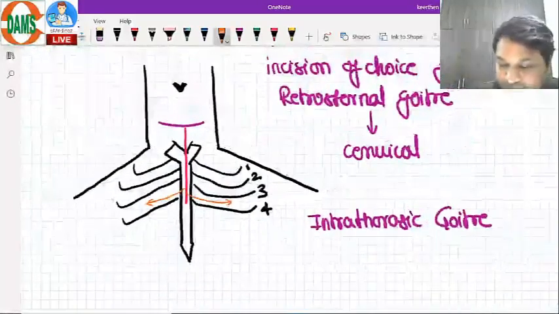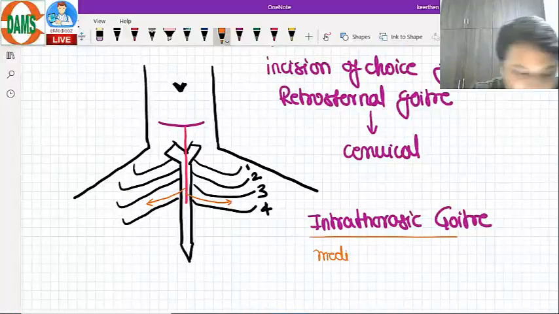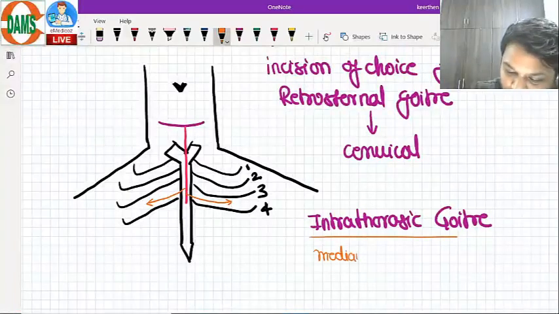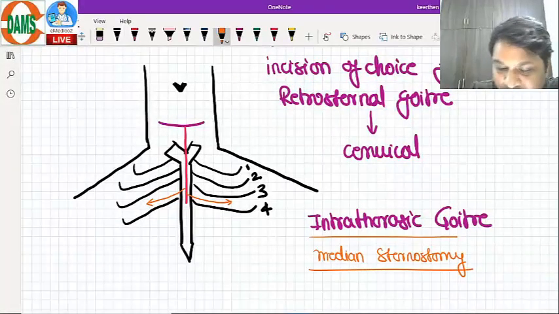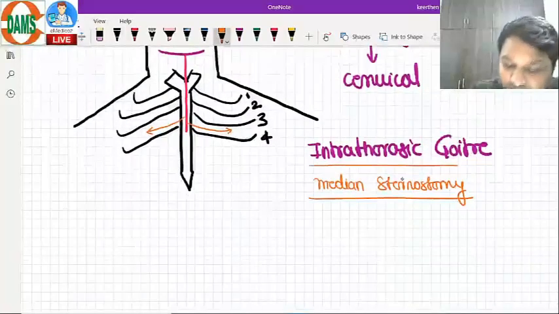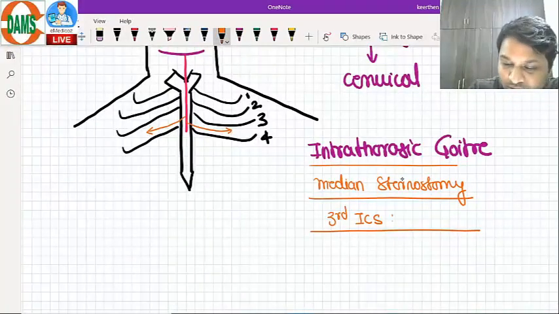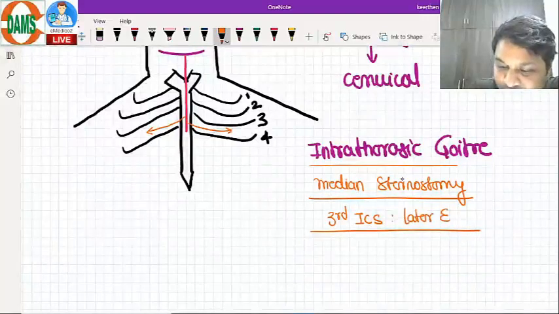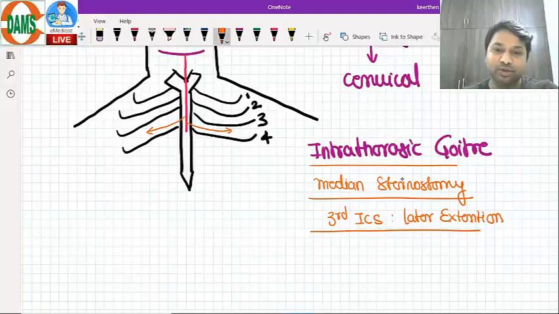So if it is intrathoracic goiter, then you have to go for median sternostomy. The extent of the median sternostomy is up to the third intercostal space. You can go for lateral extension. I hope everybody is clear. There is no confusion.